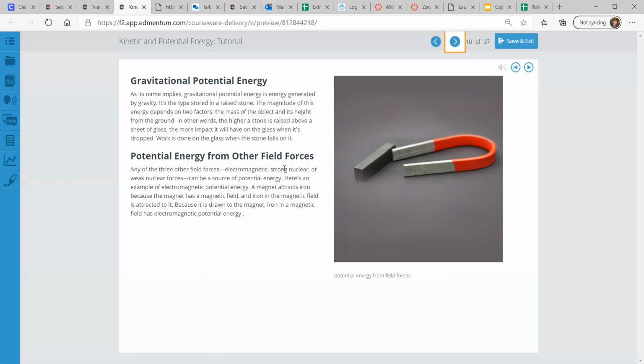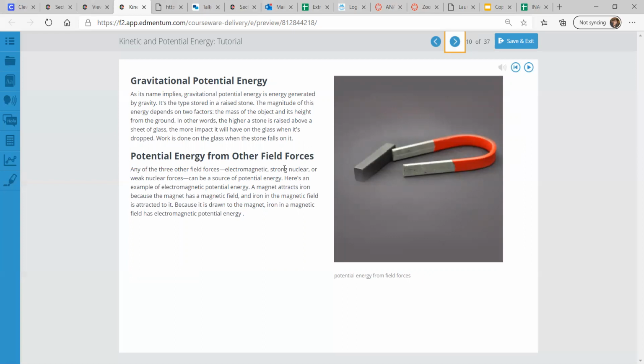Moving on to the next potential energy type, gravitational potential energy is generated by gravity. It's the type of energy that is stored in the stone raised above the glass sheet. And the magnitude of this energy depends on two factors: the mass of the object and the height from the ground. In other words, the higher a stone is raised above a sheet of glass, the more impact it will have on the glass when it's dropped. Work is done on the glass when the stone falls on it.